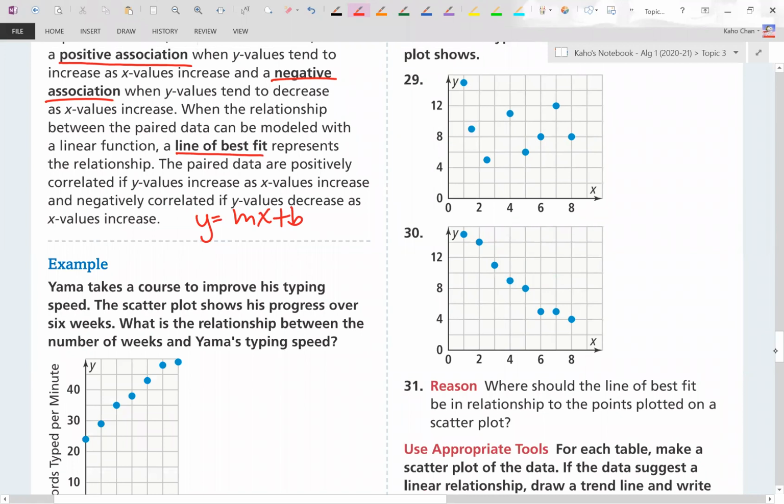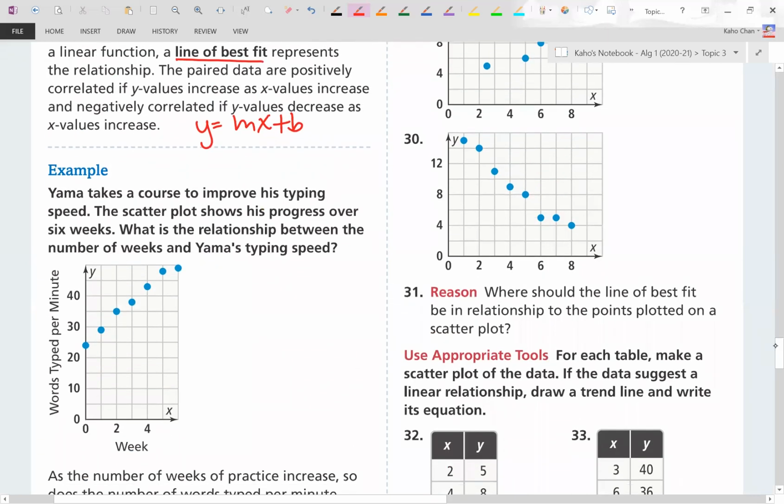The opener example is Yama takes a course to improve his typing speed. A scatter plot shows his progress over 6 weeks. Great. What is the relationship between the number of weeks and Yama's typing speed? As you can see, this is called a scatter plot. And if we eyeball a line that will fit through those points, it's going uphill from left to right. This is considered to be a positive association, because my slope is positive. And that's how they're related.